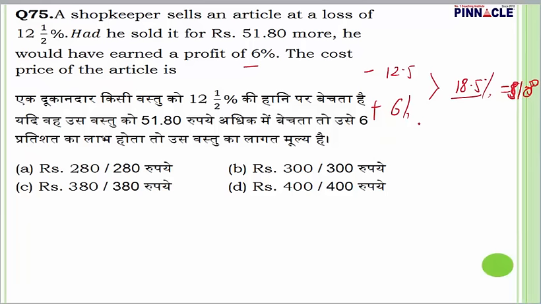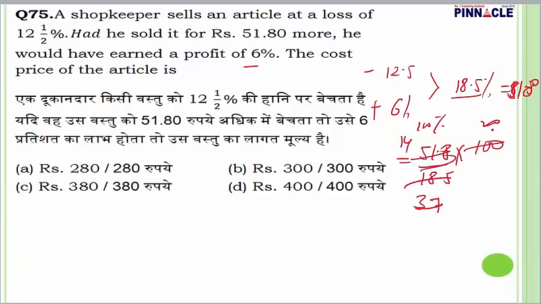Now 18.5% is equal to 51.8, so 100% would be equal to what? The trick is here: 51.8 divided by 18.5 into 100. It will go by 14. 14 into 20, 280. 280 is the cost price of the article. So we have used the window technique. This is a window trick, in fact. Difference is equal to percentage, meaning this percentage represents this difference. 100% would be equal to how much?